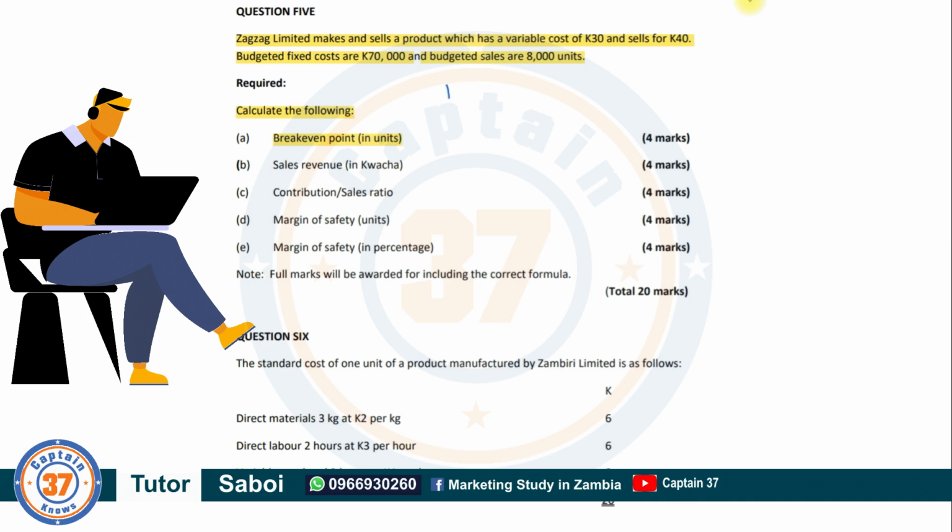The formula for break-even point in units is you look at the fixed costs and you divide the fixed costs by the contribution per unit. How do you calculate the contribution per unit? You calculate the contribution per unit by taking the selling price and subtracting the variable costs.